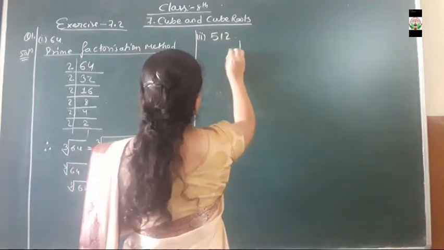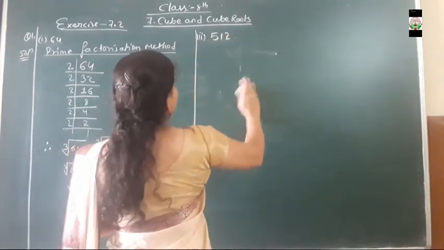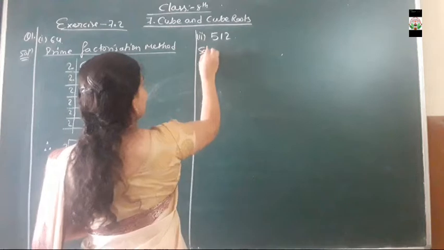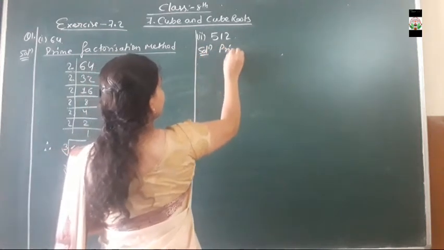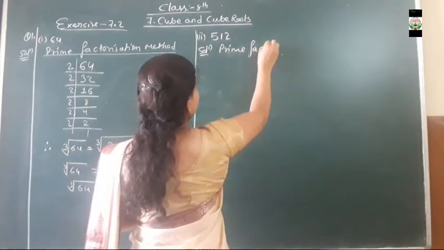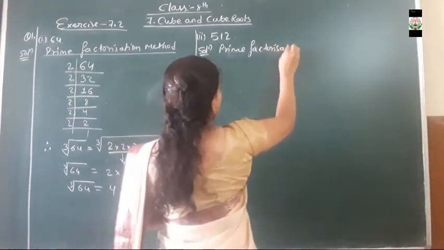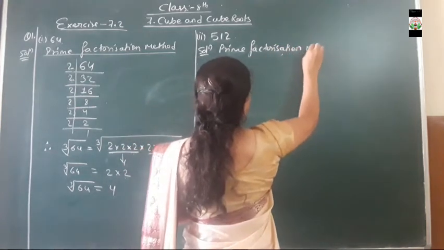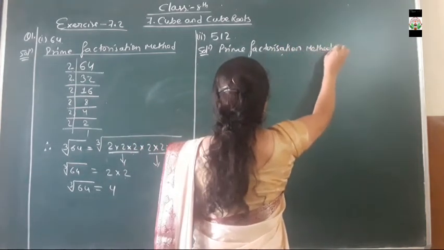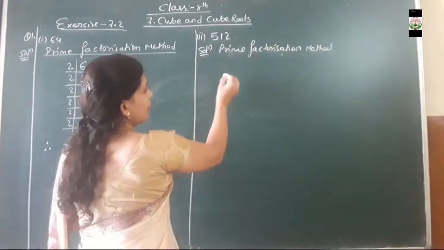So here we are going to find it by which method are we utilizing? We are utilizing the prime factorization method, isn't it? Using the prime factorization method we are going to find the cube root of 512.